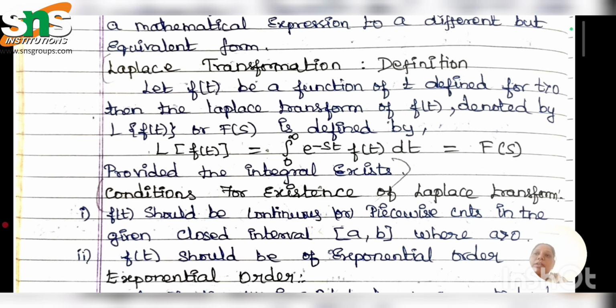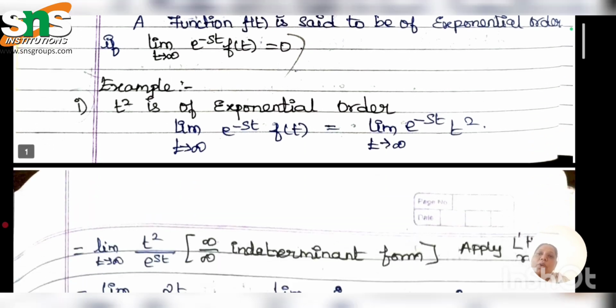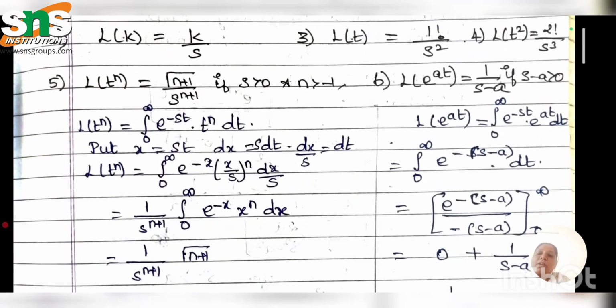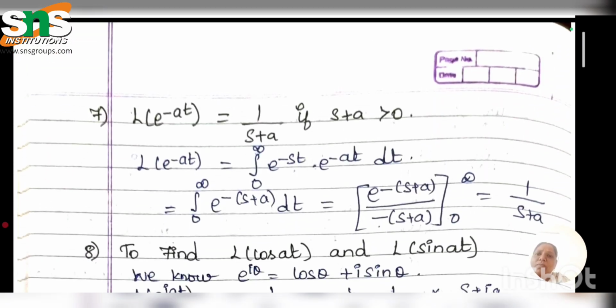So L of f of t equals the integral from 0 to infinity of e power minus st f of t dt, which is equal to capital F of s. So this is the formula for the Laplace transformations. So using that formula, we are going to derive some basic formulas.